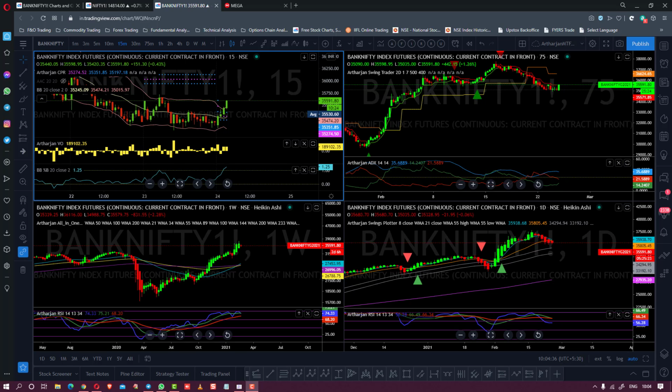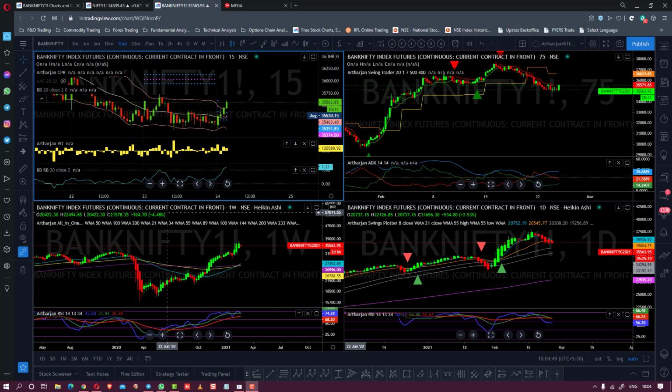Hi guys, I have come up with this multi-time frame TradingView chart setup wherein I can help you understand how I do my day-to-day trading chart analysis. First thing, you can see that I have divided the chart layout into four different time frames.